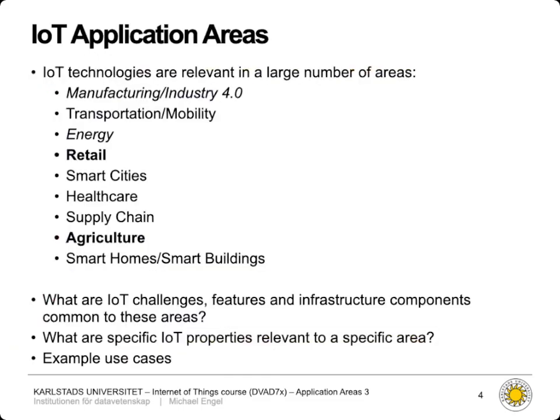So today, as I said, we're going to discuss retail and agriculture, and always we are going to show some examples and discuss some of the challenges and expected results we can get out of the use of IoT in these areas.